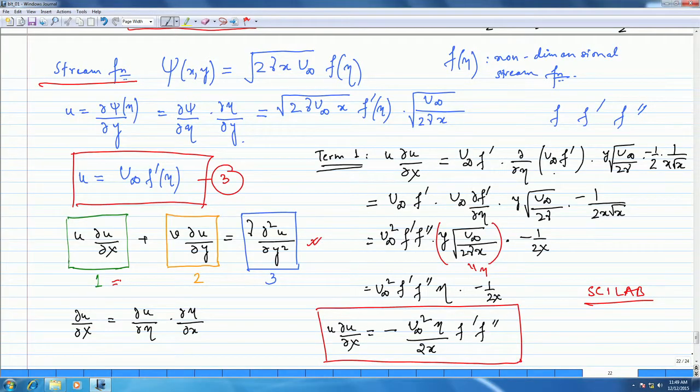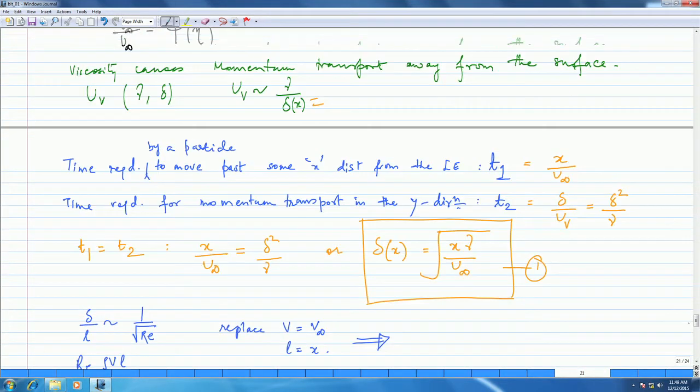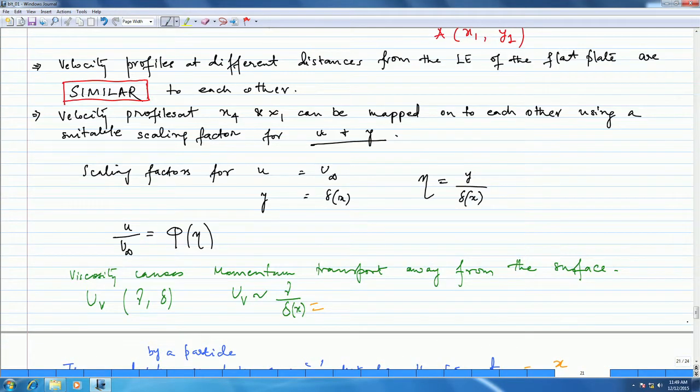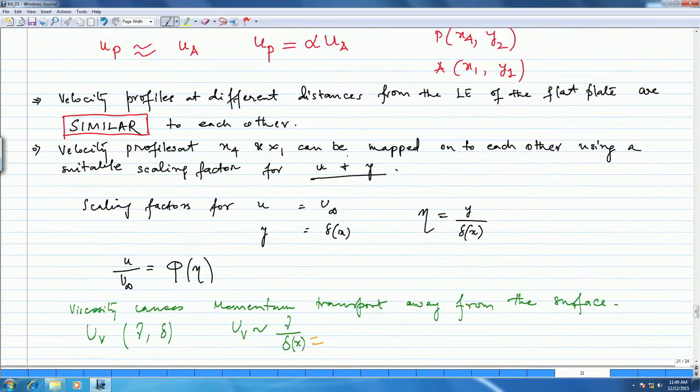Hi, welcome back. In the last couple of modules, we have been trying to use the boundary layer equations and apply them to a flat plate. Where we stopped was that we have the dimensional form of the boundary layer equations, which we are now using. This is the x momentum equation and this is the continuity equation.